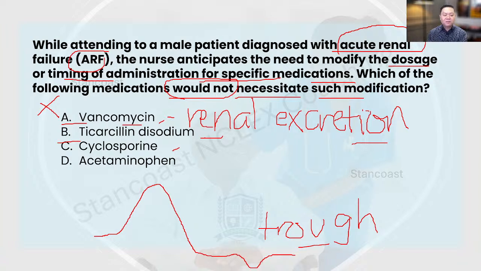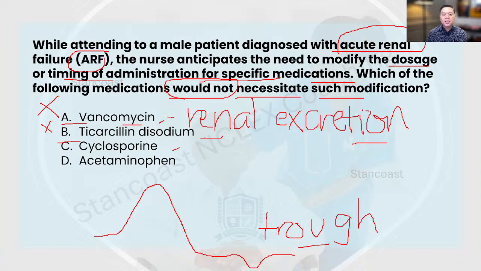Maybe instead of giving it every 8 hours, it's going to be every 12 hours now. And also the dose will be adjusted. So it just depends on the different studies that will result. Okay. So we are eliminating B. All right. What about C?